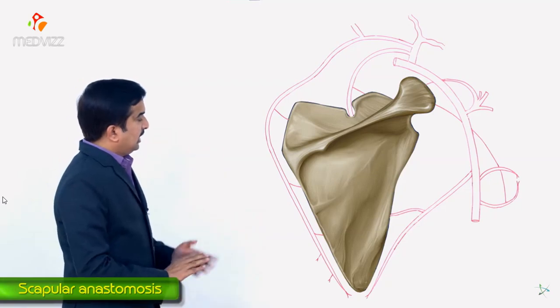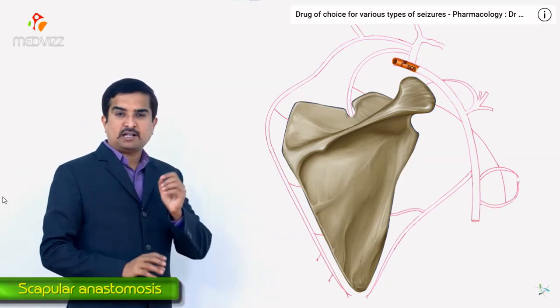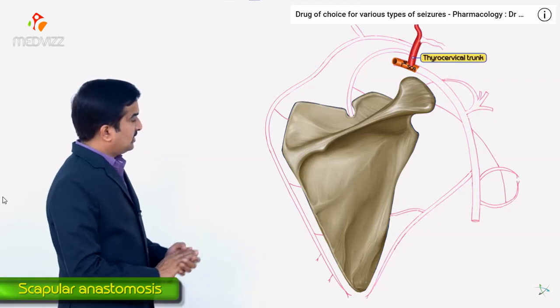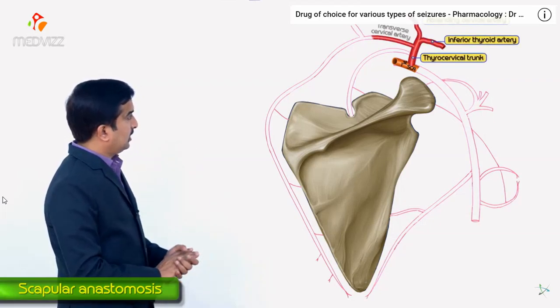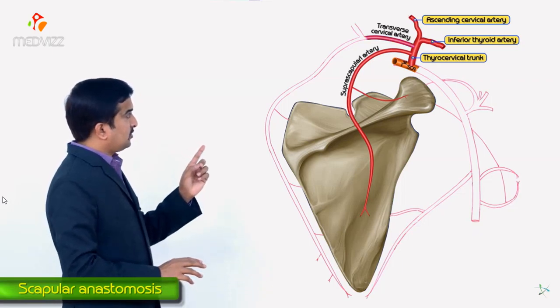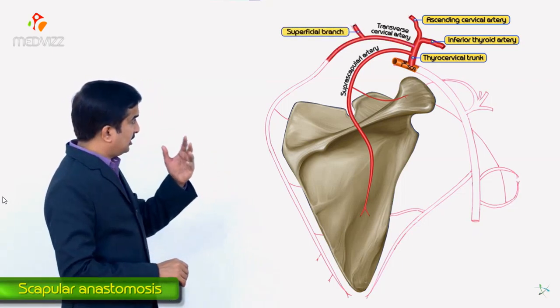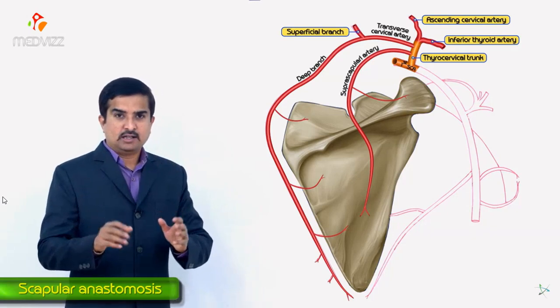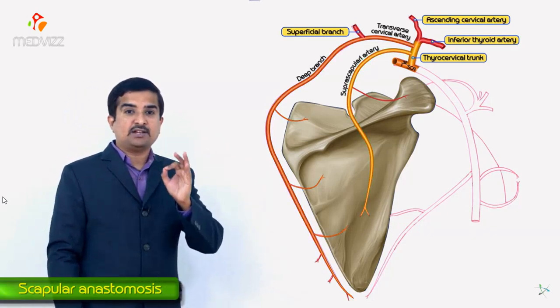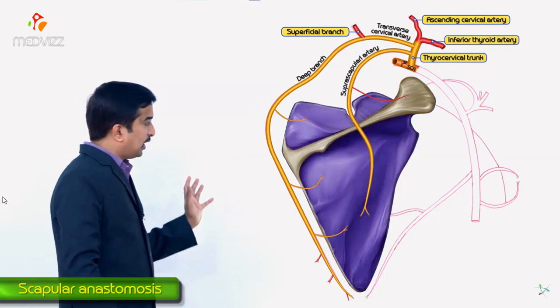So here, as you can see, is the first part of the subclavian artery. The first part of the subclavian artery gives off four branches: the ascending cervical, inferior thyroid, transverse cervical, and suprascapular arteries. The transverse artery gives off two important branches, the superficial branch and the deep branch. From the thyrocervical trunk, the suprascapular artery and the deep branch of the transverse artery are the ones which take part in the anastomosis around the body of the scapula.